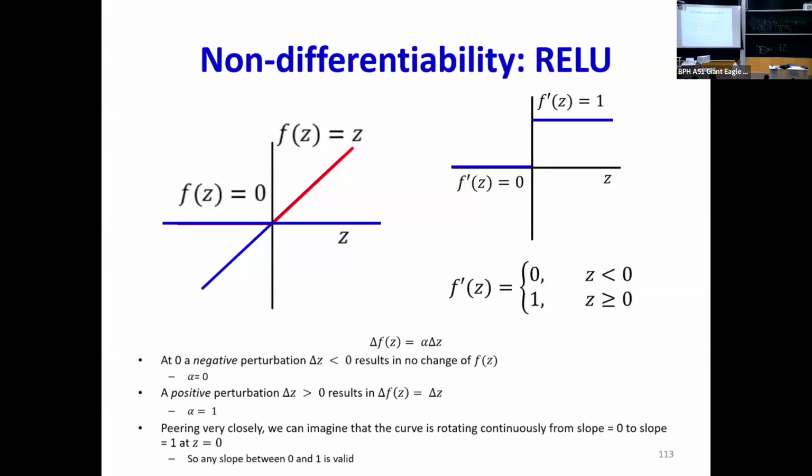Right? And so that's what you would use for a ReLU. Typically, you'd say the derivative is 0 for negative z, and for positive z, including at 0, the derivative is 1. Okay, yes?